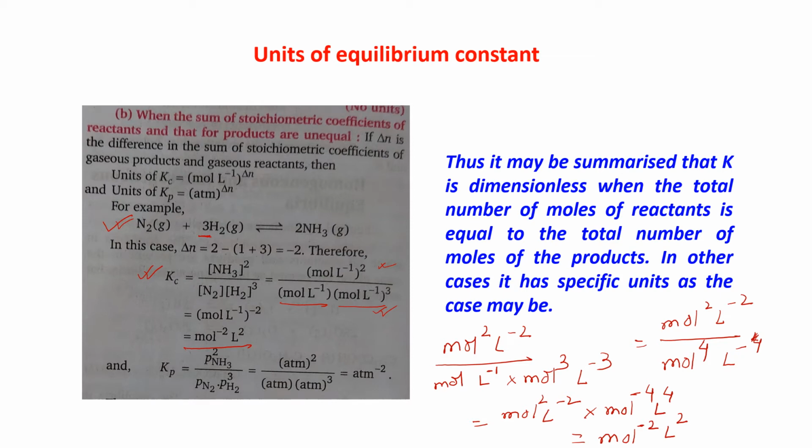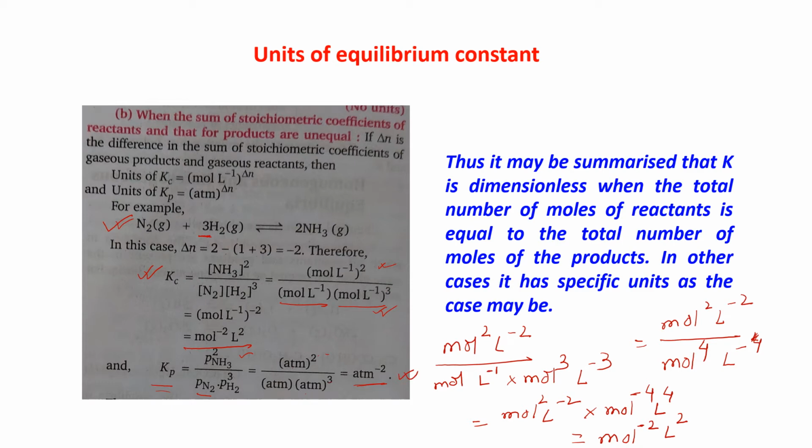Okay. For Kp, it is atmosphere to the power minus 2, because NH3 will be atmosphere to the power 2. Now for N2 it is atmosphere, and for H2 it is atmosphere cube. So in the denominator we are getting atmosphere to the power 4. When that will go to the numerator, it will be as minus 4. So this is plus 2 and minus 4, it will come as atmosphere minus 2.